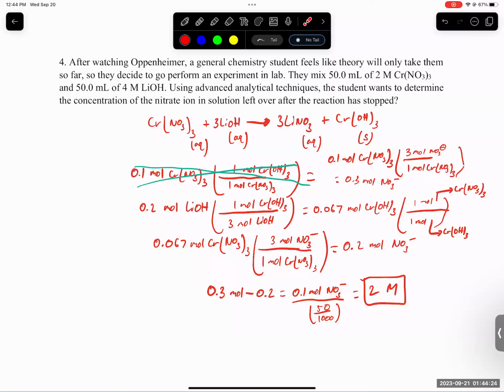So what I had to do then was figure out the amount of nitrate ion moles I started off with. I did that in a similar fashion. I started off with 0.1 moles of chromium nitrate, and then I converted that to moles of NO3 minus by multiplying by 3 once again. So 0.3 moles of nitrate ion is what I started off with, and I used up 0.2 moles. So 0.3 minus 0.2, I got 0.1 moles of NO3 minus. But the question is not asking for moles, it's asking for the concentration. That's why I divided by the volume here. Moles over volume, that's molarity, and we should get a final answer.